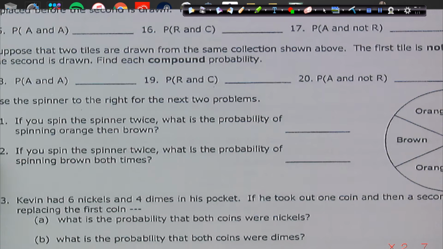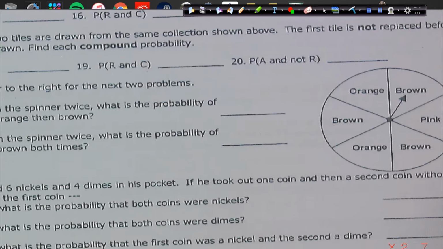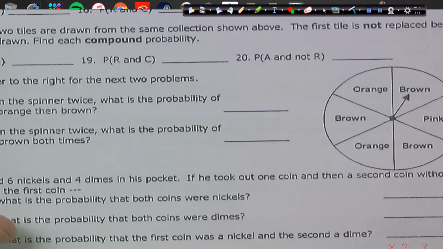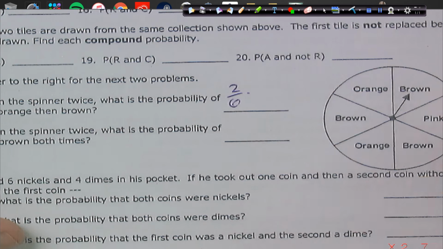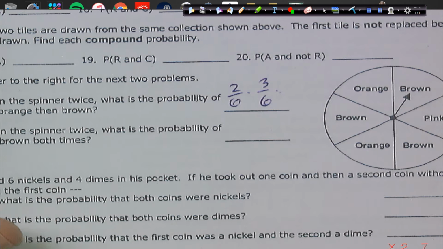All right, the spinner to the right is for the next two problems. You spin the spinner twice. What's the probability of spinning orange and then brown? This is totally independent. The spinner does not remember, so we're going to do a total of 6 options. We're going to do 2 out of 6, and then the probability of spinning brown would be 3 out of 6. And that's going to give us 1/6.